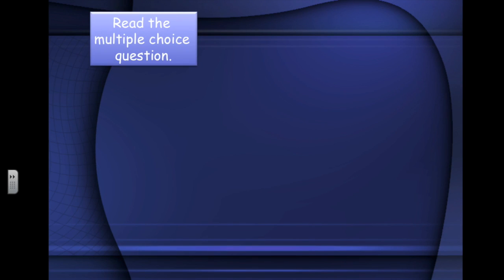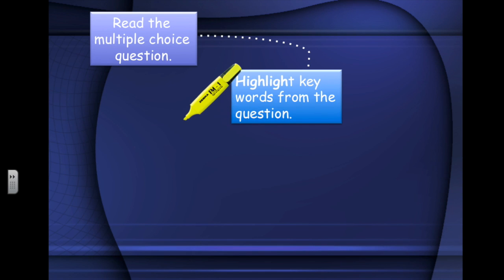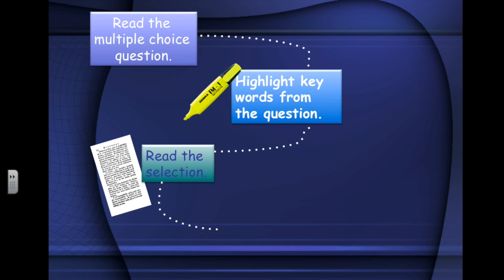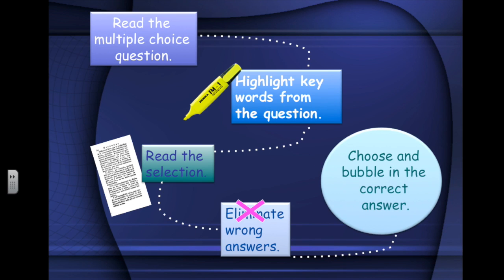Start by reading over the multiple choice question and highlighting the key words in the question. Then go ahead and read the text and highlight any clues or context that might help you to answer that particular question. Go back to the multiple choice question and eliminate any incorrect answers, and then make sure to bubble in or select the correct choice.